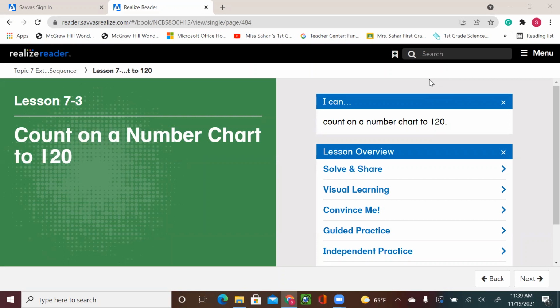Hello, first graders. Welcome to a new math lesson. Please get your book ready. We are in topic 7, lesson 3, page 293. Count on number chart to 120.